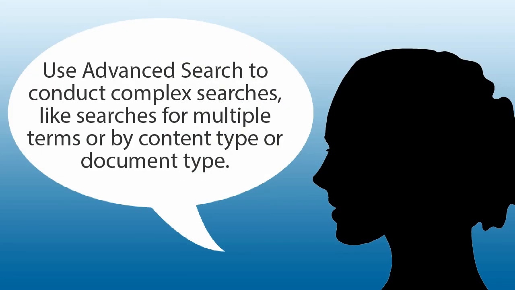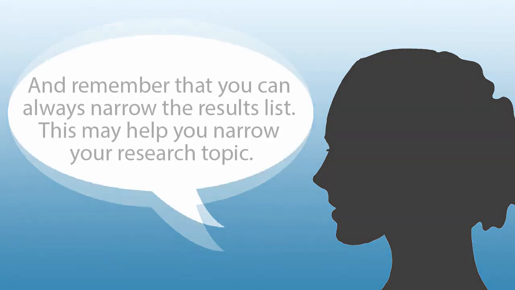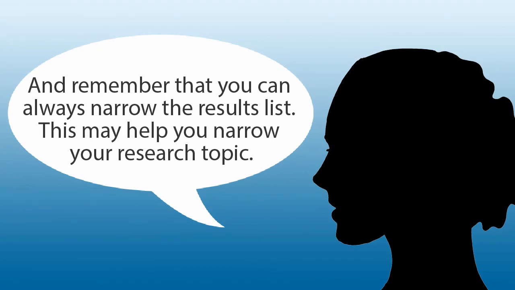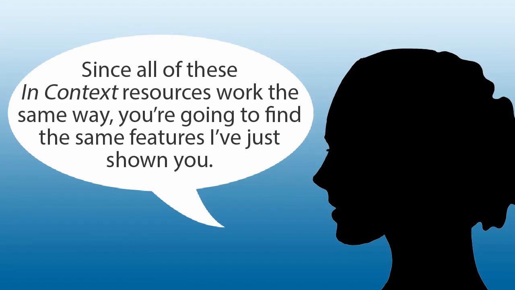Use advanced search to conduct complex searches, like searches for multiple search terms or by content type or document type. And remember that you can always narrow the results list. This may help you narrow your research topic. Since all of these in-context resources work the same way, you're going to find the same features I've just shown you. Good luck!